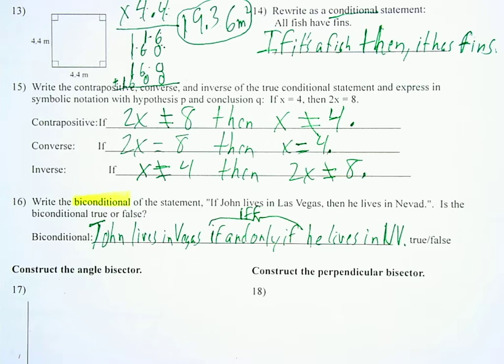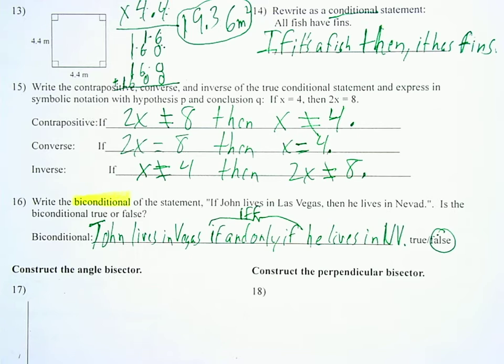Because he could live in Reno or Carson City or Pahrump or any of the other cities in Vegas or towns like Indian Springs. So this is a false biconditional statement. Now, when I word this on the test, I may have a question where it would be a true statement. How could I make this a true statement?